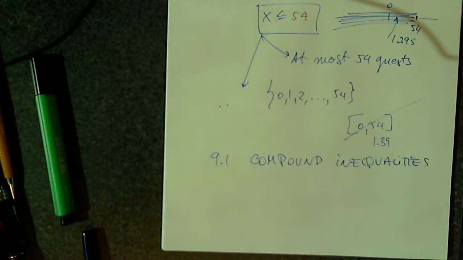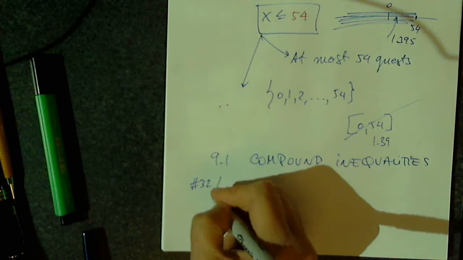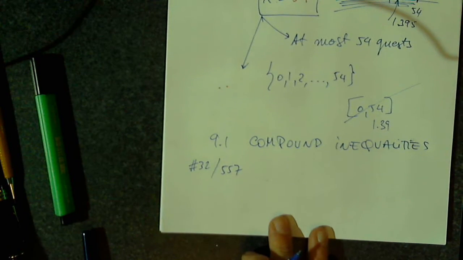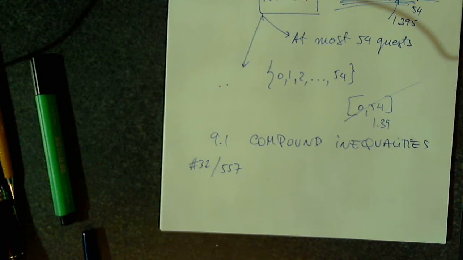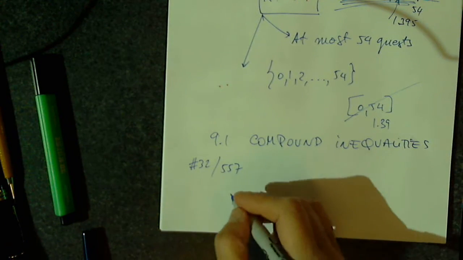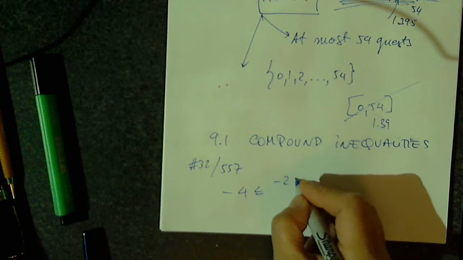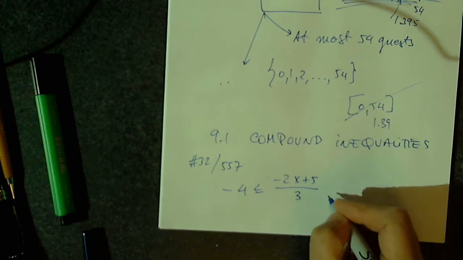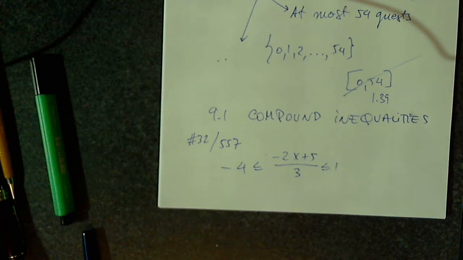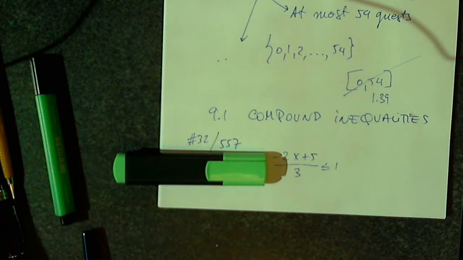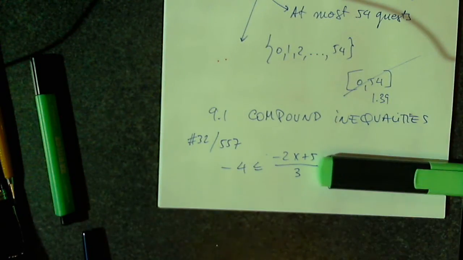We already know one compound inequality. Let's solve another. Let's say number 32 on page 557. Then I need to explain two concepts here, but I like to practice one more. Okay, so here's problem 32 on page 557. Is this a compound inequality? Yes. It's made out of two inequalities. This is one inequality, and this is the other.